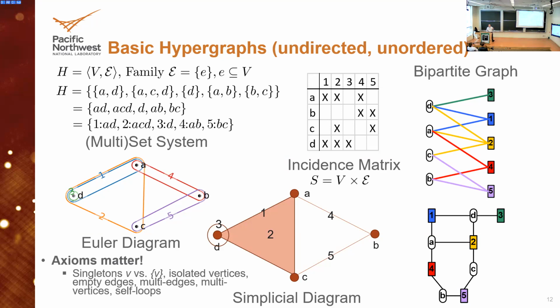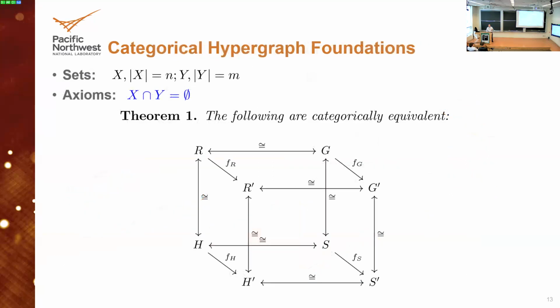I do want to say here in prep for the next slide that axioms matter. So first of all, whether or not you represent singletons as different from vertices, the presence of isolated edges, empty edges, multi-edges, self-vertices, and self-loops are all part of the story of what it really takes to ground these things formally at the mathematical level. We have been working in category theory along these lines. Categorification of the hypergraph space has been attempted multiple times. We think we've got our hands on it as well.